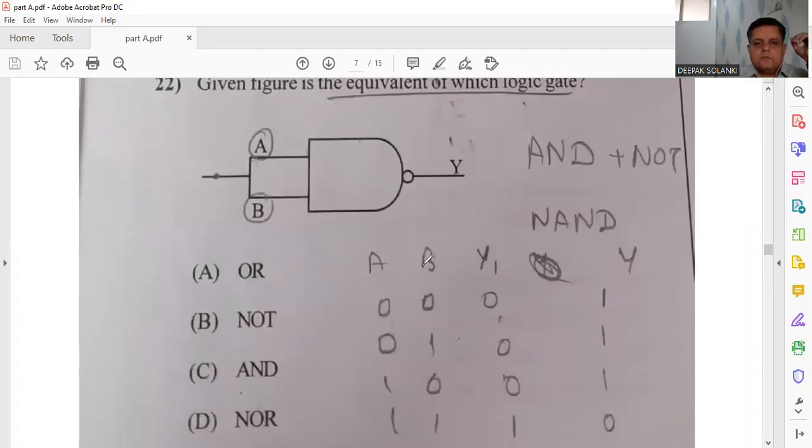Whenever you are given whether it is a NAND gate or a NOT gate, if both terminals are shorted, then it is a NOT gate, undoubtedly, because it has only one input and one output. So it should be a NOT gate.